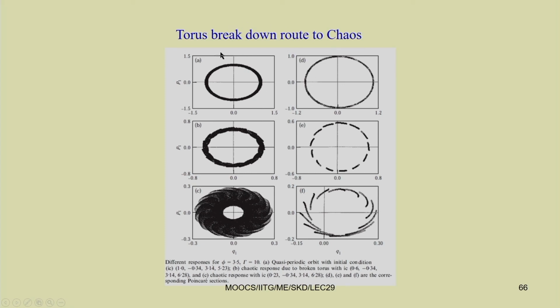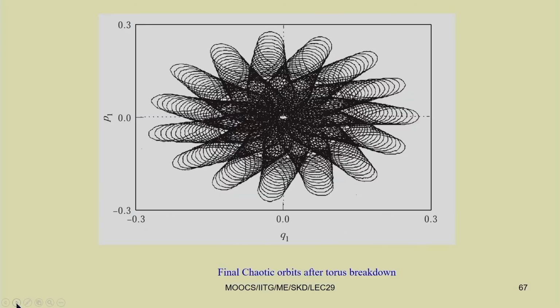So initially we have a torus, then this torus breaks down and finally it leads to a chaotic orbit. By slightly changing the system parameters, we can get the torus breakdown route to chaos in this combination parametric resonance case. Similarly, you can see finally this is the final chaotic orbit after the torus breakdown. You can recall that we can get a torus.